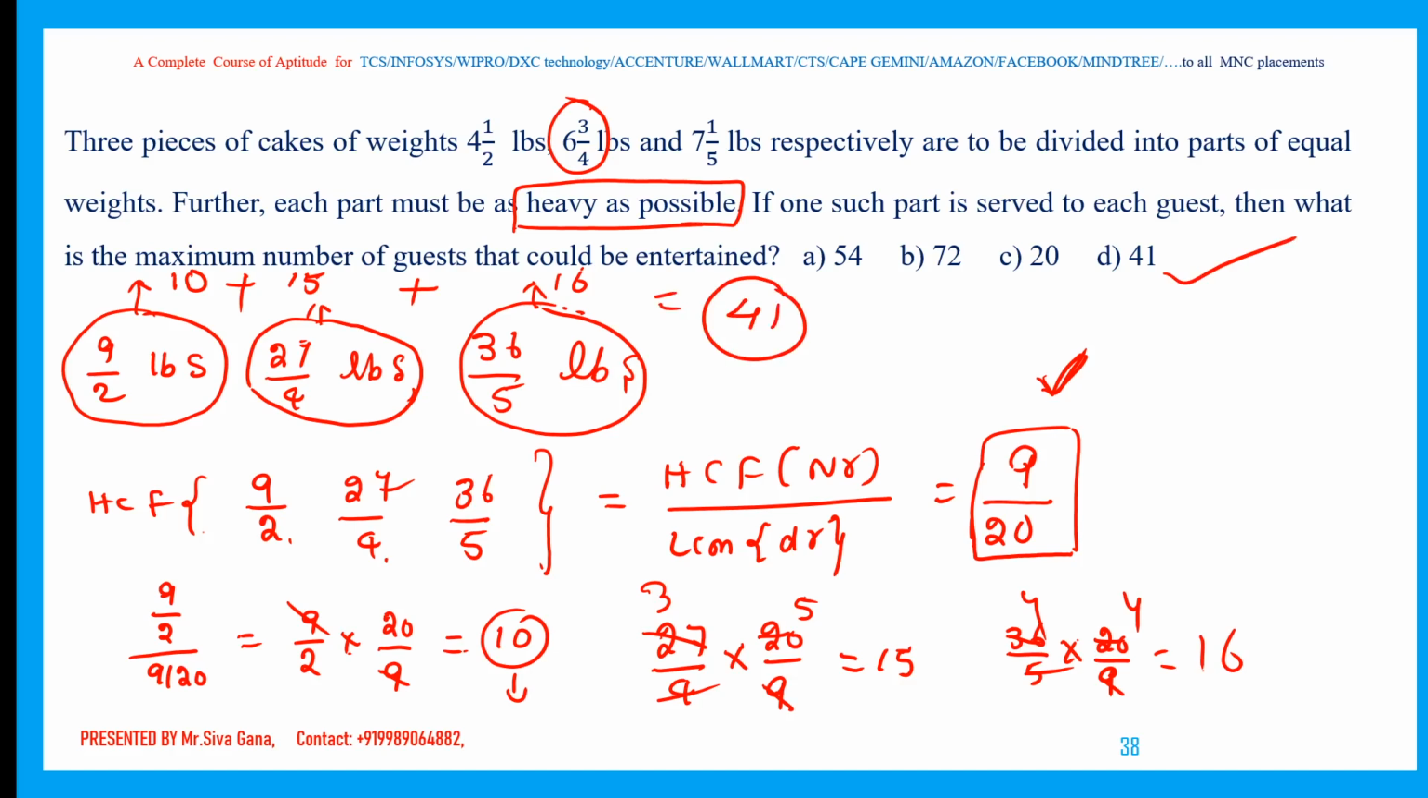An important question, which means we can serve a maximum of 41 guests.